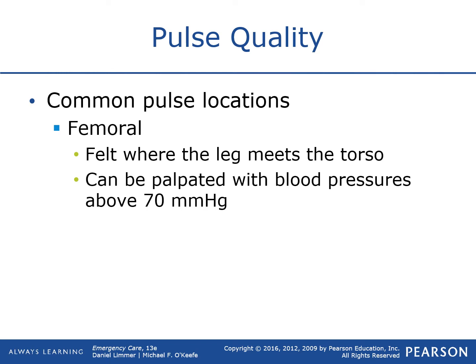And one of the biggest issues behind that is people have a lot of fatty tissues. If you have someone with very large thighs, it's kind of hard to feel through that fatty tissue to get to the femoral artery. The upside of the femoral pulse is you should be able to feel it at blood pressures above 70 millimeters of mercury. So you lose your radial at 80, but if your blood pressure is above 70, you should still be able to feel your femoral. So you should feel it for more critical patients that you might not be able to feel your radial.